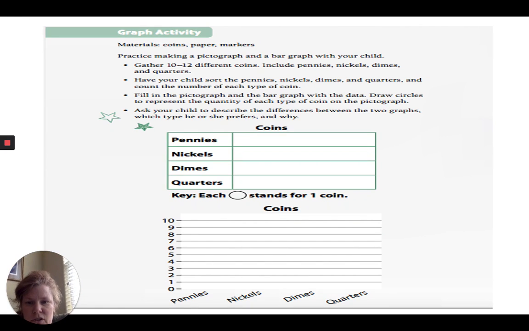So what you're going to do is, I'm going to stop reading this. I'm going to go down here and just tell you. You're going to put your pennies, and you can do circles, you can do tally marks, you can do whatever you want to record your data, because this is your data. And you're going to put how many pennies you have, how many nickels you have, how many dimes you have, and how many quarters you have.